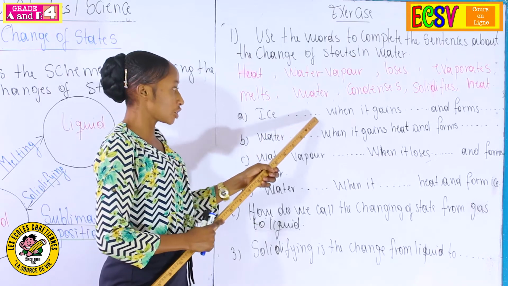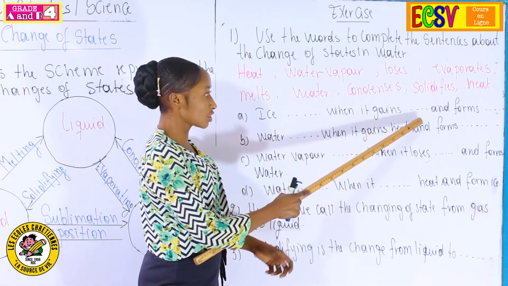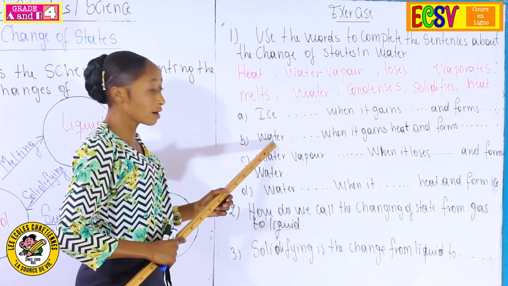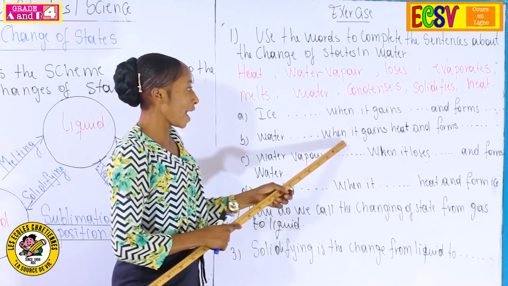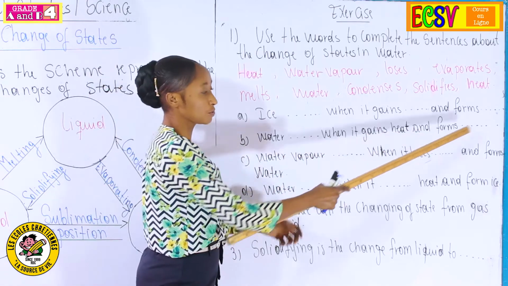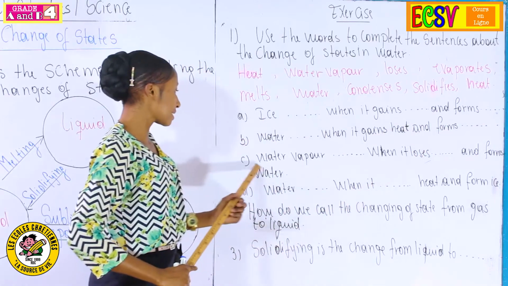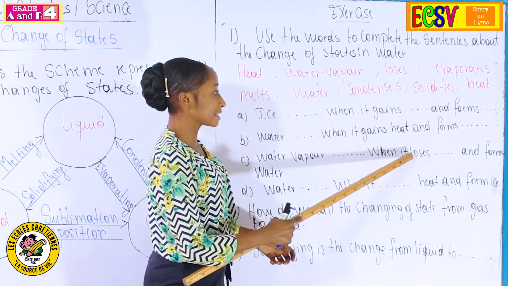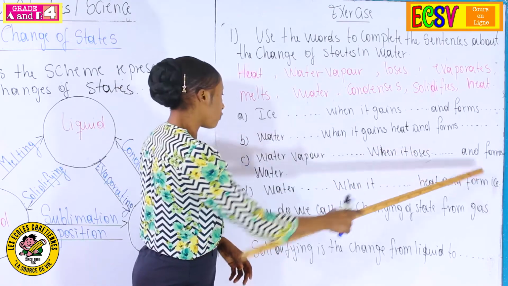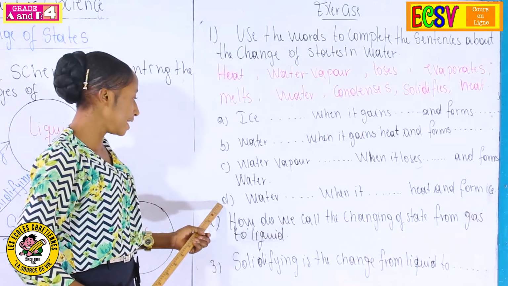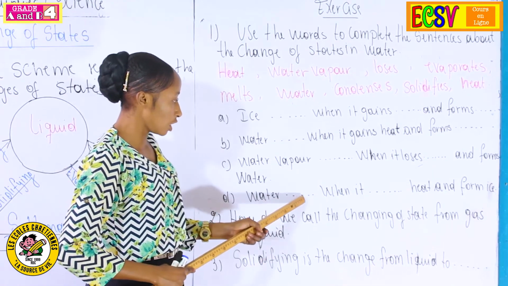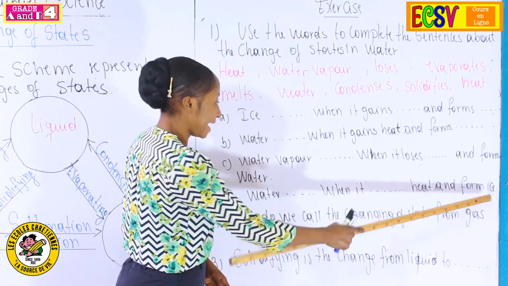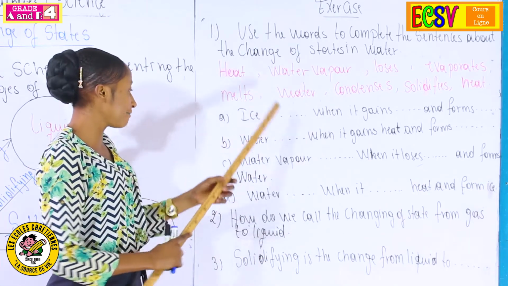A. Ice, dot dot, when it gains, dot dot, and forms, you complete. B. Water, dot dot, when it gains heat and forms, you complete. C. Water vapor, dot dot, when it loses heat and forms water. And D. Water, dot dot, when it, dot dot, heat and forms ice. You are going to use the words above and you complete.